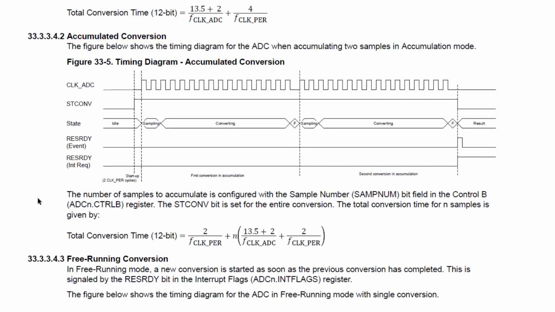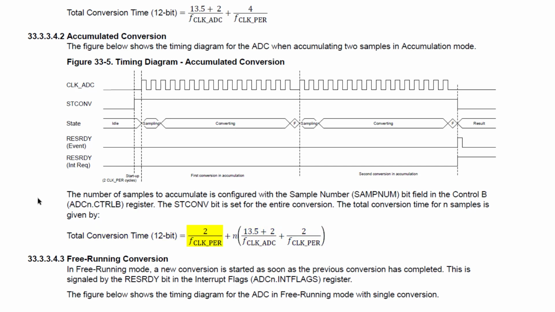We can see the same 2 peripheral clock cycles for startup, and it samples for 2 ADC clock cycles, converts for 13.5 ADC clock cycles, then formats for 2 peripheral clock cycles. Then it samples, converts, and formats over and over until it reaches the required number of samples. The equation below reflects this.